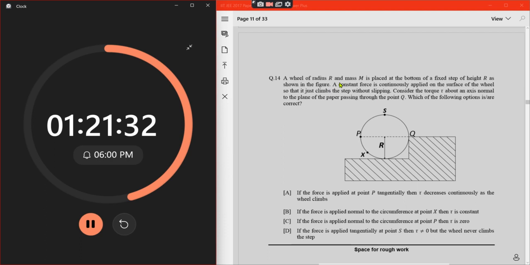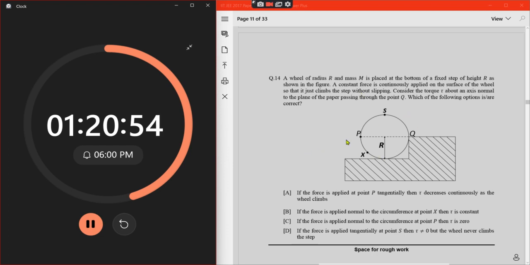Wheel of radius r, mass m, placed at the bottom of a fixed step of height r as shown in the figure. A constant force is continuously applied at the surface of the wheel so that it just climbs up the step without slipping. Consider the torque tau about the axis normal to the plane of the paper passing through the point Q. A fixed step of height r. Okay, yes, type it. Constant force continuously applied on the surface of the wheel so that it just climbs the step without slipping.